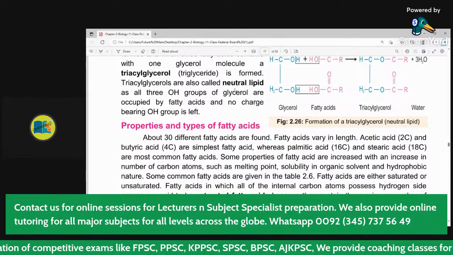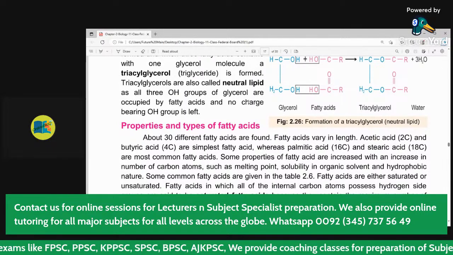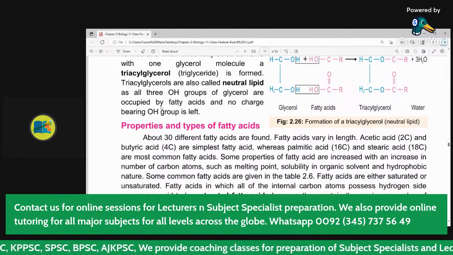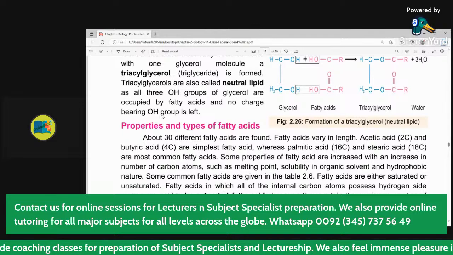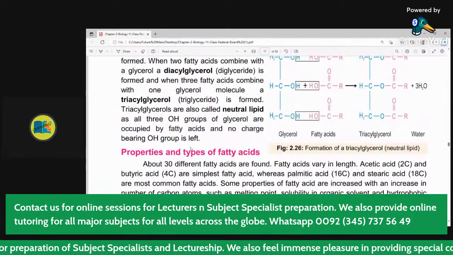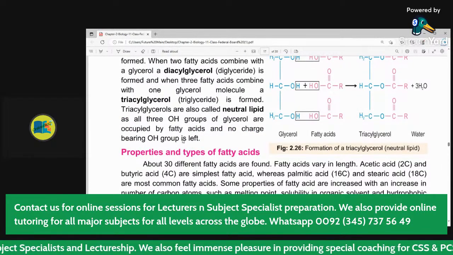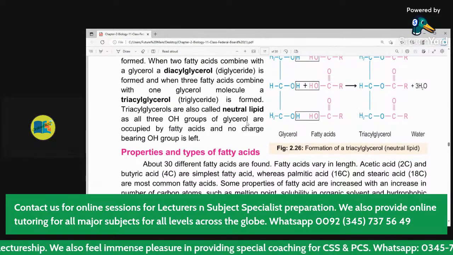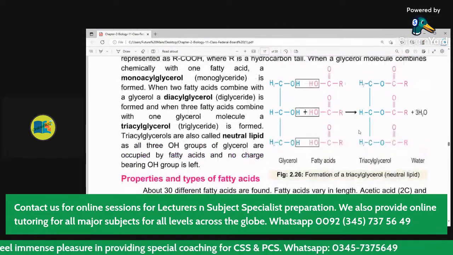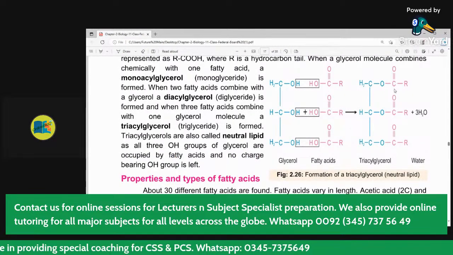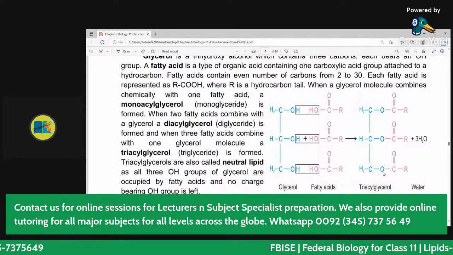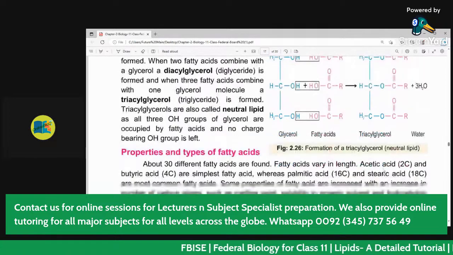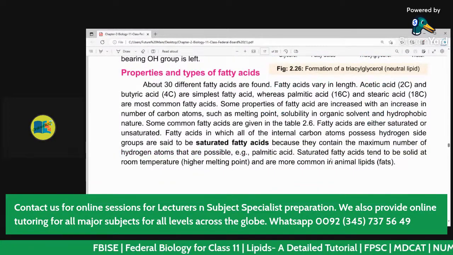Triacylglycerols are also called neutral lipids, as all three hydroxyl groups of glycerol are occupied by fatty acids and no charge-bearing hydroxyl group is left. Here we can see all hydroxyl groups are occupied by fatty acids. So there are no charged groups, and this compound is called a neutral lipid.